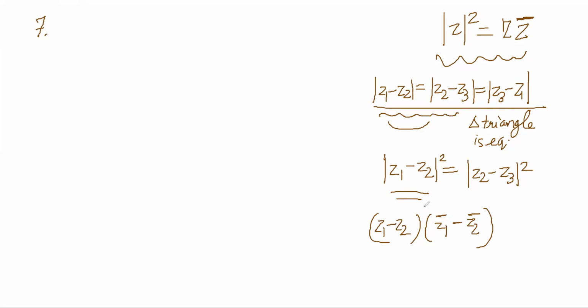Now this becomes z1 into z1 conjugate, so mod z1 square, plus z2 into z2 conjugate, so mod z2 square, minus z1 z2 conjugate and minus z2 z1 conjugate, right?